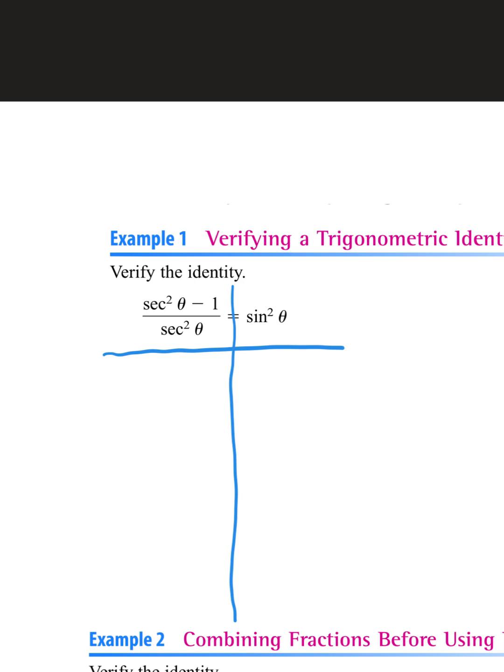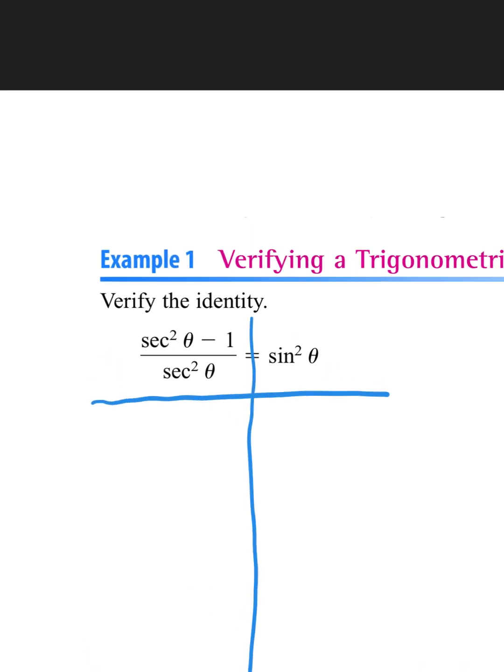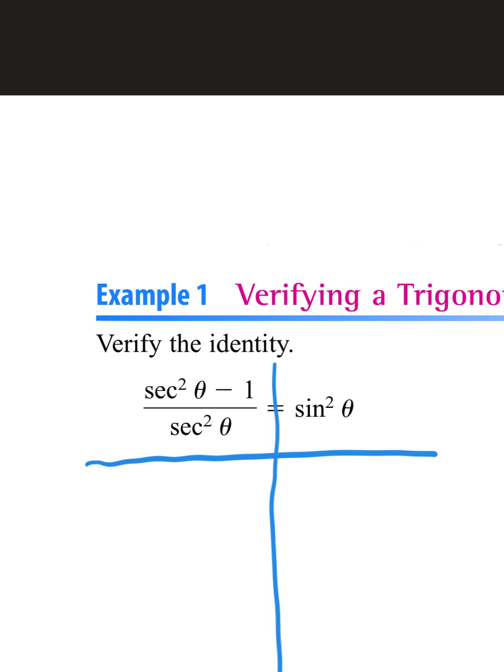I know that I am trying to get the left-hand side to say sine squared. I know the end game. So I look here and ask, what do I need to do? First, do we have a trig function that is squared that has a plus or minus 1 attached to it? Yes. Can I replace secant squared theta minus 1 with something? Tangent squared. So I'm going to rewrite this as tangent squared theta over secant squared theta.